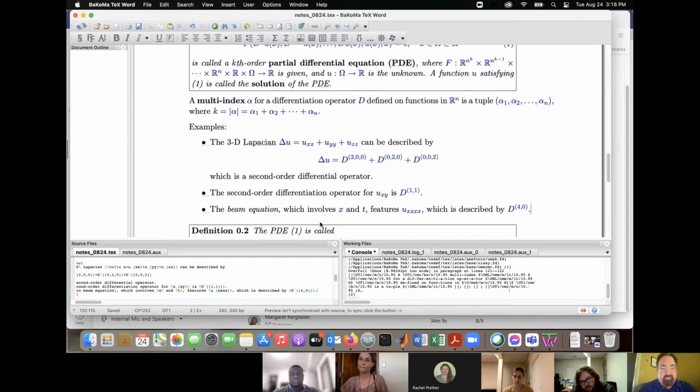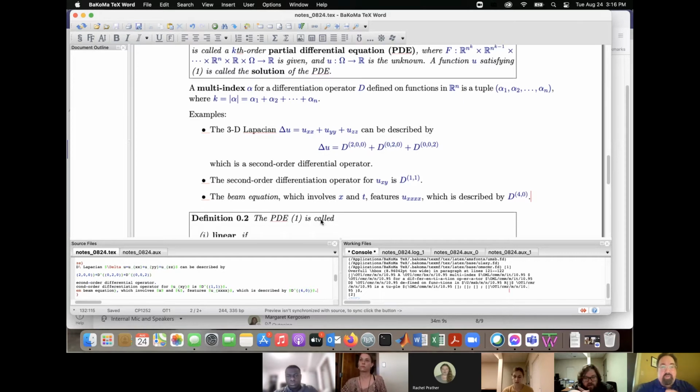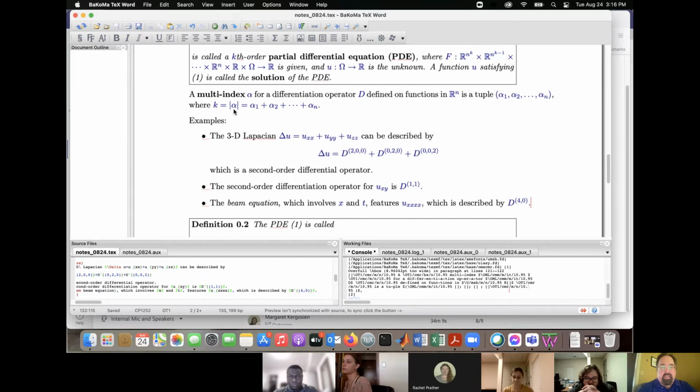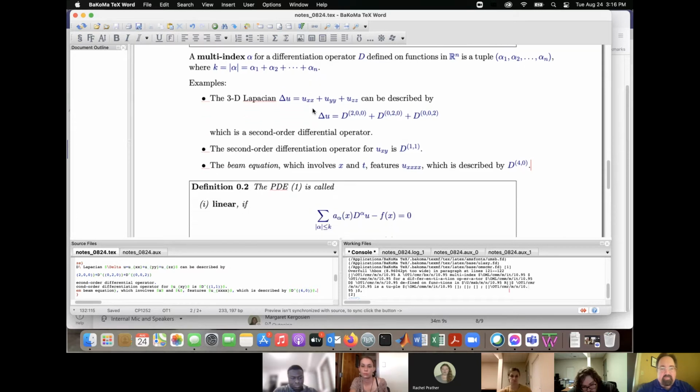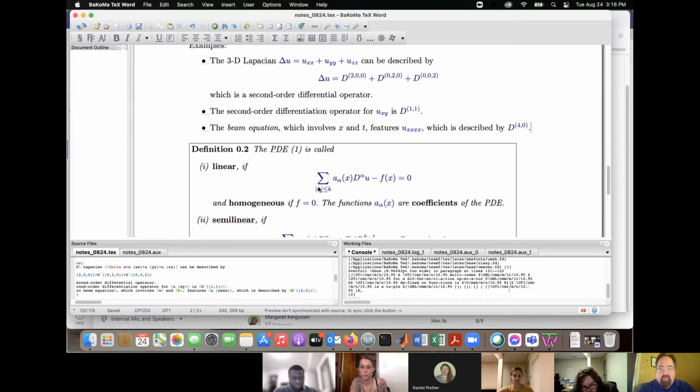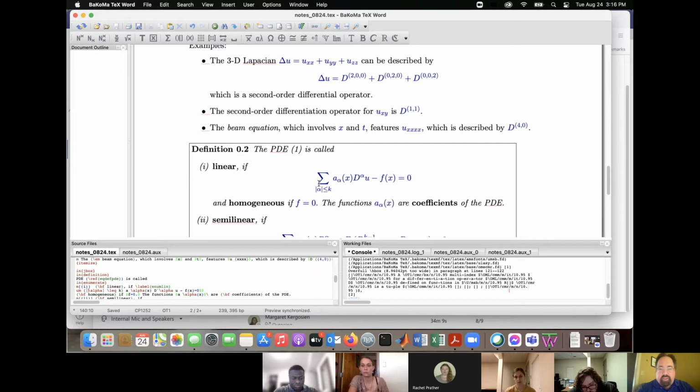All right. So the idea is, if you have a PDE of order k, then you're going to have differentiation operators featuring multi-indices of however many variables you have, where the sum of all the indices in them is at most k. So that's how differentiation is being described in an equation like this.